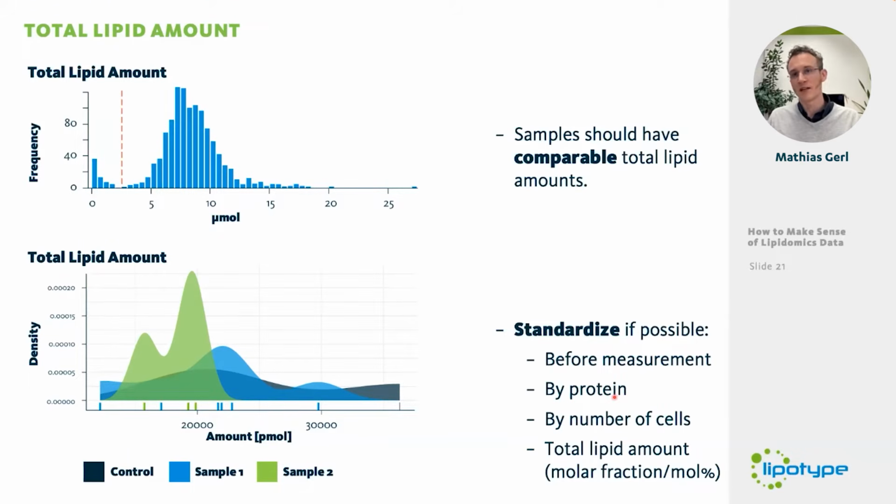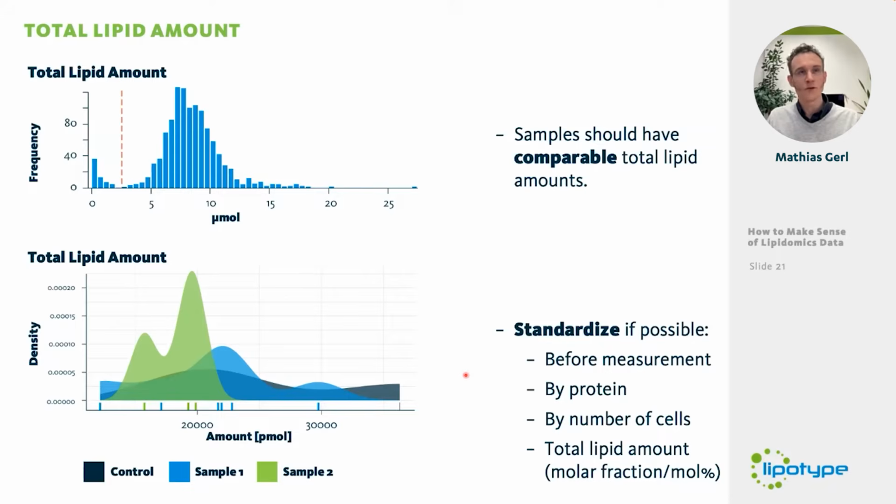But you might standardize by protein if you have that, or you might standardize by number of cells or something else that you can rely on. Let's say for cell culture or tissues or something. What you can always do, you can standardize by molar fraction, what we then call afterwards mole percentage. You simply divide by the total lipid amount again, and then you have the fraction of your lipid from the total. This has its pros and cons, but it's something you can always do, and that will surely help this scenario that I explained here.